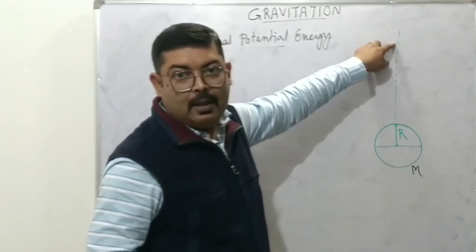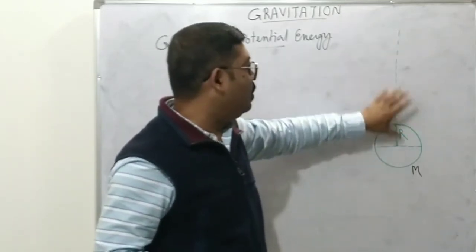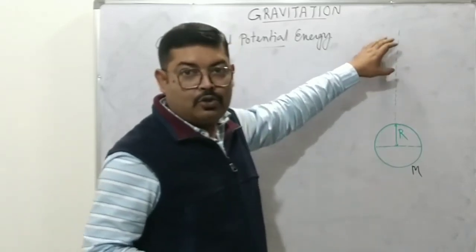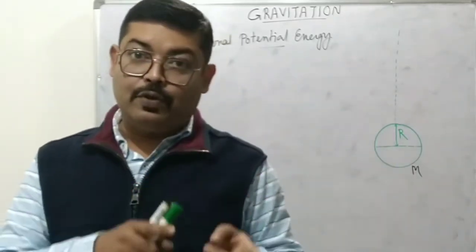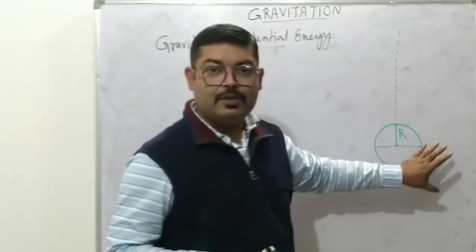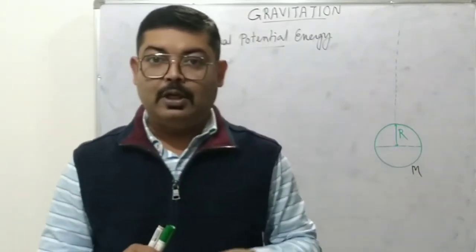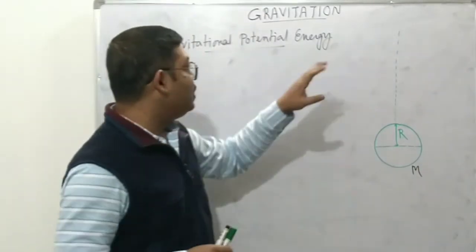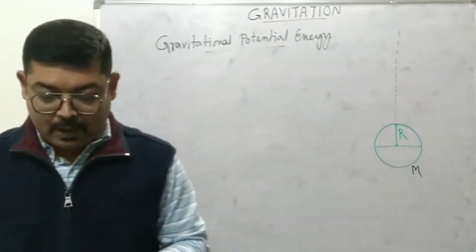And when we position an object at a certain point in this field, near the object, as we define, potential energy is by virtue of the position of the object. So in the gravitational field of this mass, by virtue of the object being placed at a given position, it will have a certain energy, and that potential energy is known as the gravitational potential energy.